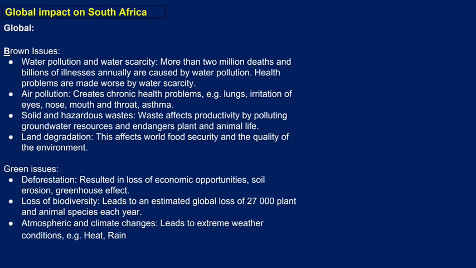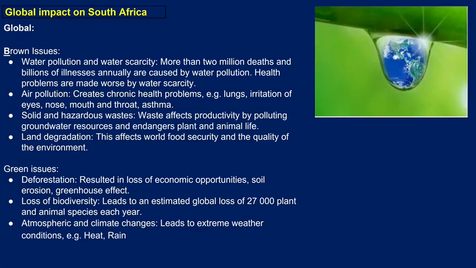So with water pollution and water scarcity, more than 2 million deaths and billions of illnesses annually are caused by water pollution. Health problems are made worse by water scarcity. Air pollution creates chronic health problems, for example, lung problems, irritation of eyes, nose, mouth, and throat, and asthma. Solid and hazardous waste affects productivity by polluting groundwater resources and endangers plant and animal life. Land degradation affects world food security and the quality of the environment.